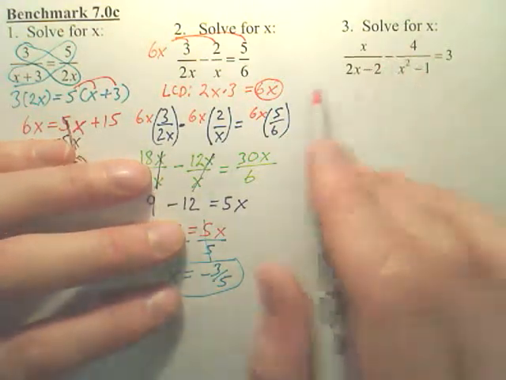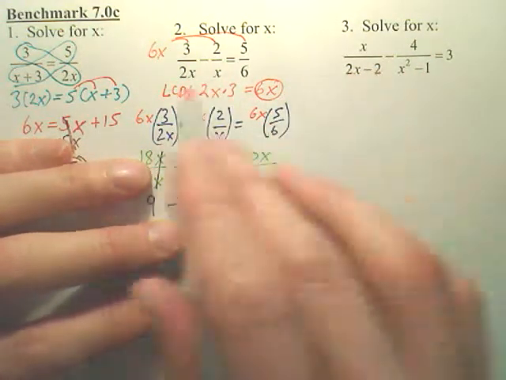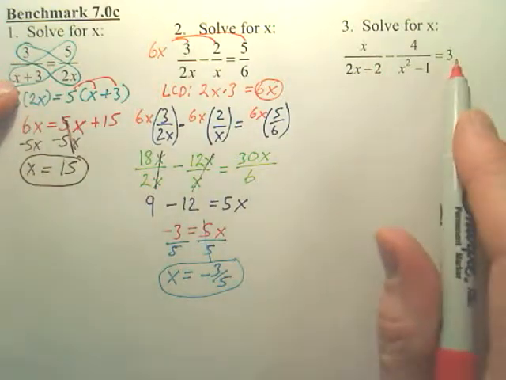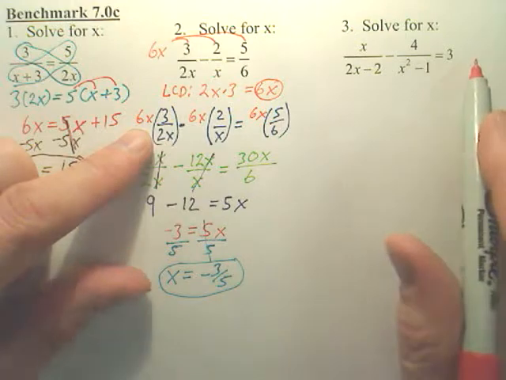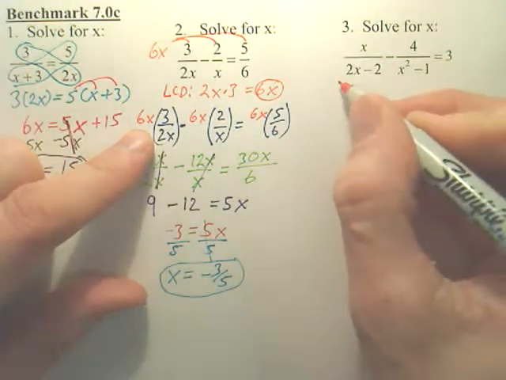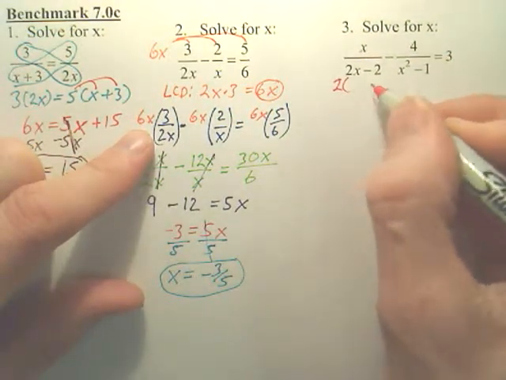If I want to solve this, it's kind of like this problem, because it's not a proportion, it's not a fraction equal to a fraction, it's one of these. So we have to find the LCD and multiply everything by it. But before you find the LCD, you first have to factor both denominators.